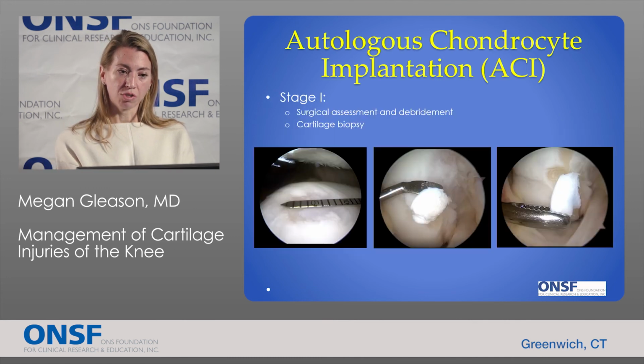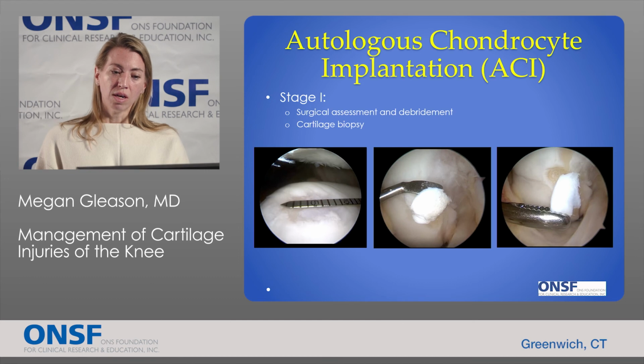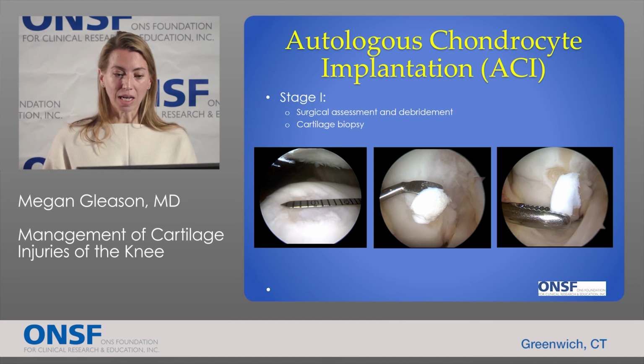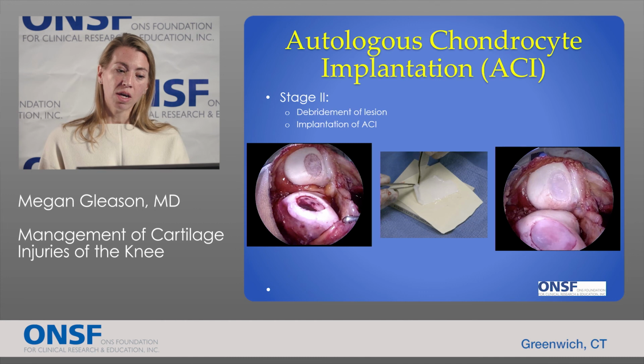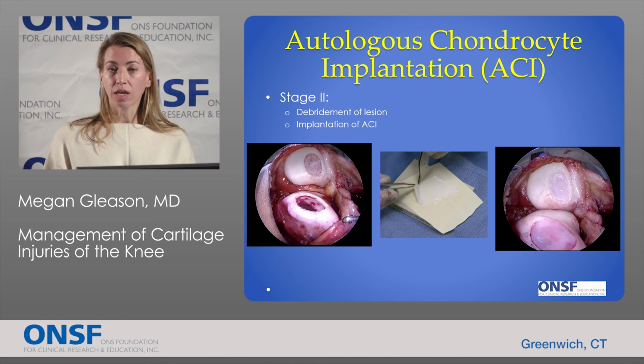So I'll show you some pictures of this. Essentially, you have a lesion. You take a cartilage biopsy from an area where cartilage is not needed within the knee. That gets sent out and grown up in the lab. You come back usually between 3 and 6 months later. You have an area where you'll clean up your cartilage damage, and then you'll have a membrane that gets affixed down to the area of the cartilage defect, and then that will propagate and grow.